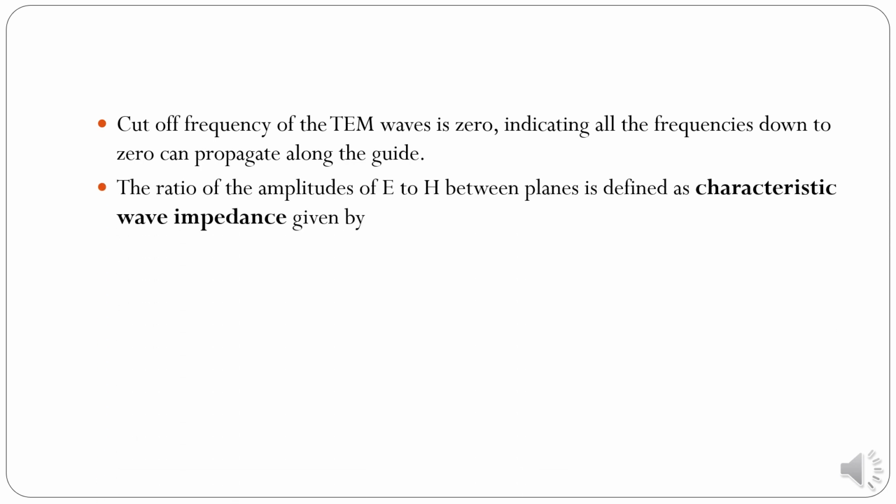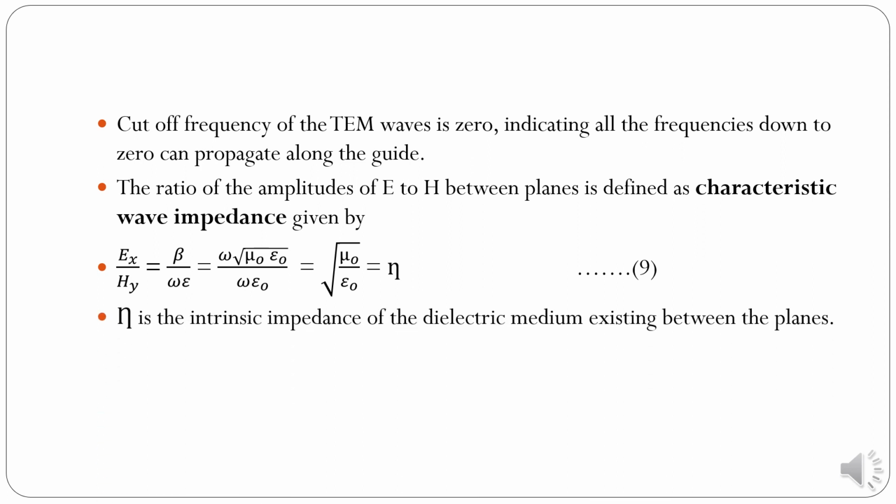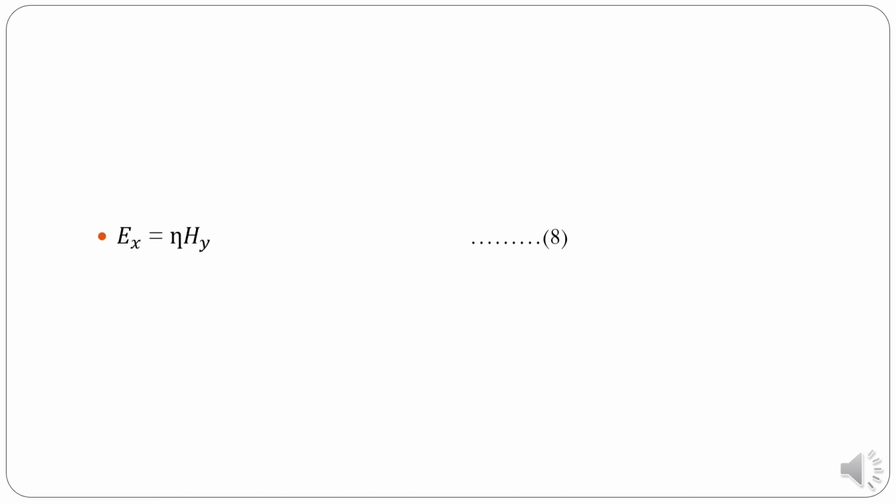The ratio of the amplitude of E to H between the planes is defined as the characteristic wave impedance. So Ex by Hy is equal to beta by omega epsilon, which is omega root of mu naught epsilon naught by omega epsilon naught. This is equal to root of mu naught by epsilon naught, which is equal to eta. Eta is called the intrinsic impedance of the dielectric medium existing between the planes. So here Ex is equal to eta Hy.